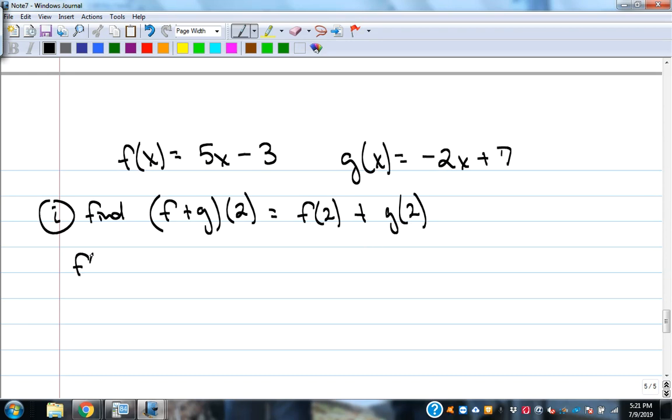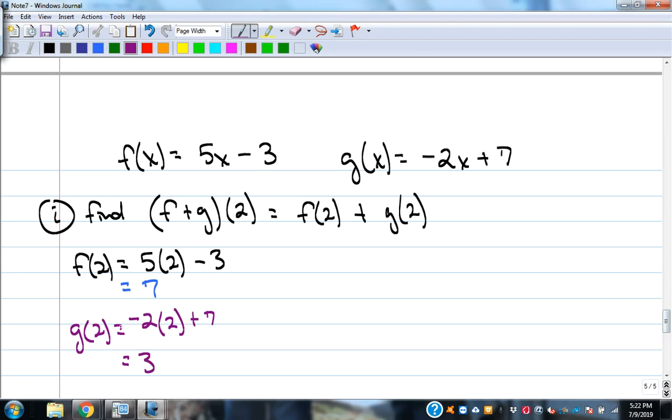So f of 2, we're plugging in 2 for x. It's 5 times 2 minus 3, which is 7. Then when I go find g of 2, negative 2 times 2 plus 7. So that'd be negative 4 plus 7, which is 3.